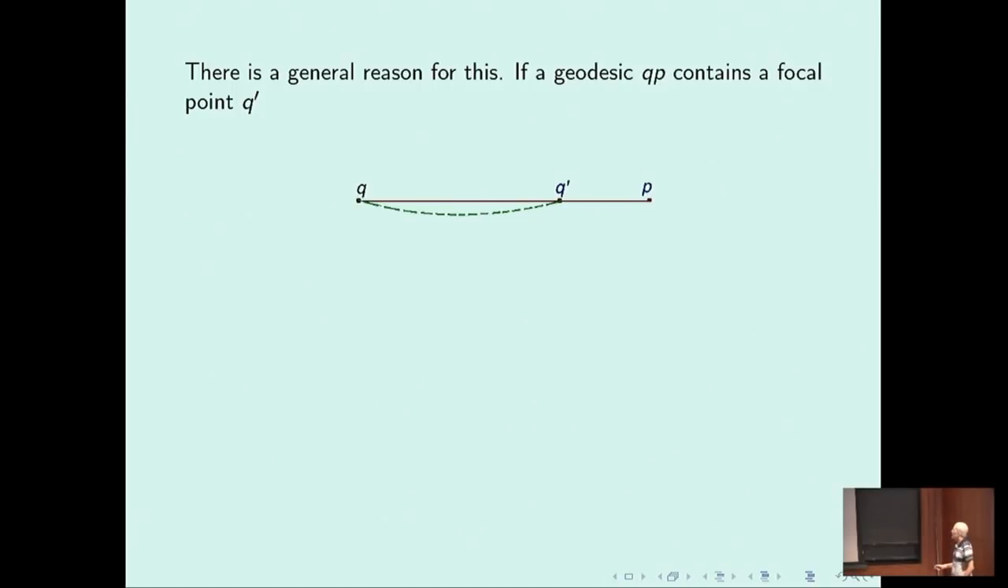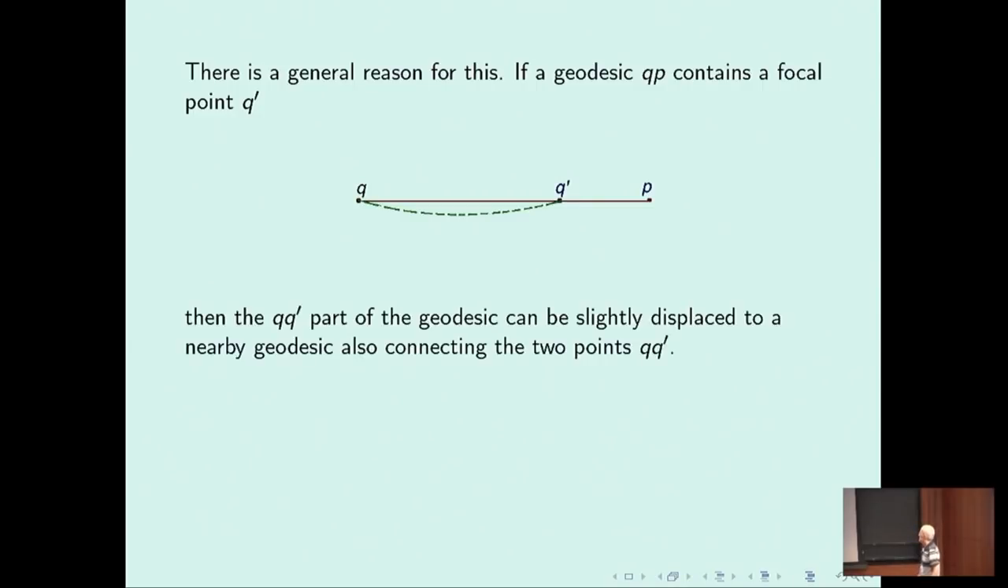Suppose that QP is a geodesic that has a focal point Q prime. Having a focal point Q prime means that the QQ prime segment can be deformed to this segment that's also a geodesic. So the QQ prime part of the geodesic can be slightly displaced to a nearby geodesic that connects the same 2 points.